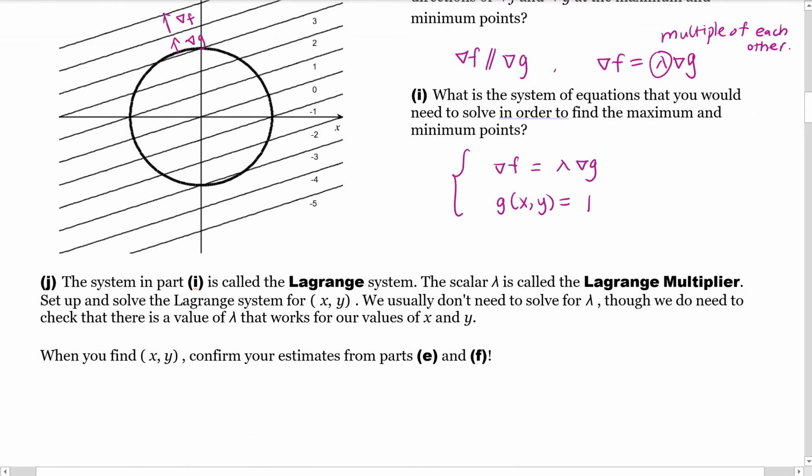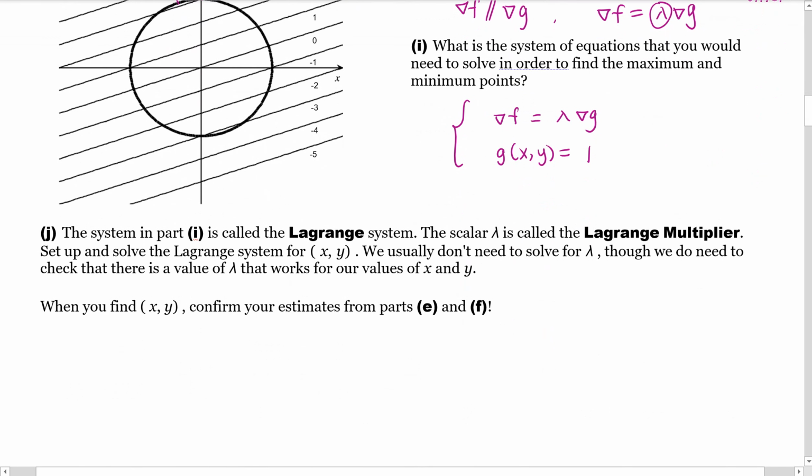Okay, so the system in this part is called the Lagrange system. The scalar lambda is called the Lagrange multiplier. Set up and solve the Lagrange system for x, y. We usually don't need to solve for lambda, though we do need to check that there is a value lambda that works for our values x and y. And when we find x, y, confirm our estimates from parts E and F.